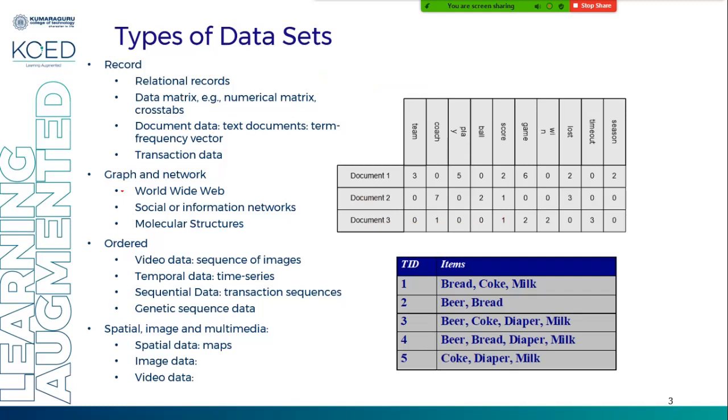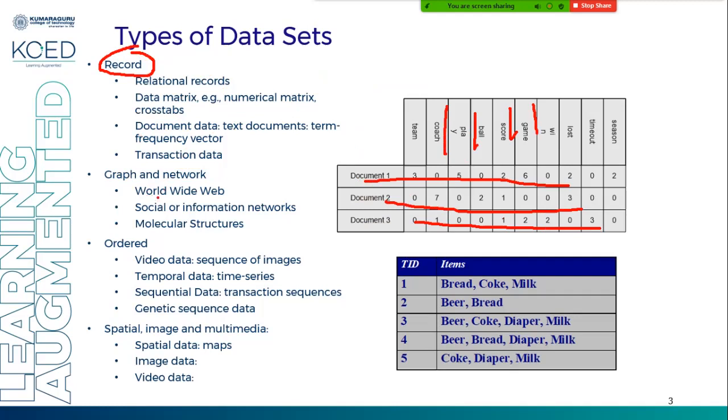The second one is graph or network data. Record data is in the form of a table. Every row is a record and every column is an attribute. Such data is known as a record. Second is graph and network data.